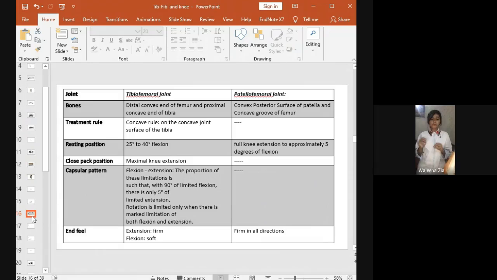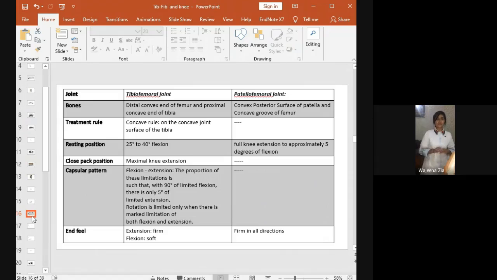But for the patellofemoral joint, the open-packed position is 5 degrees of flexion. So if you place a rolled towel under the knee, it adds 5 degrees of flexion at the knee. So it will be the open-packed position or the resting position of the patellofemoral joint.